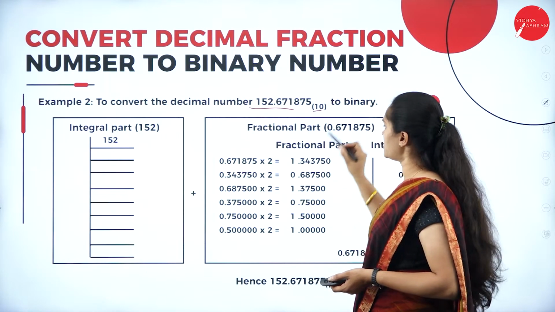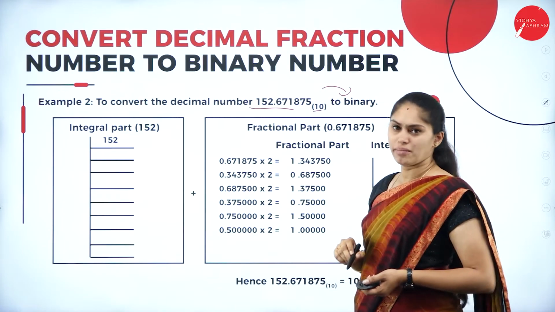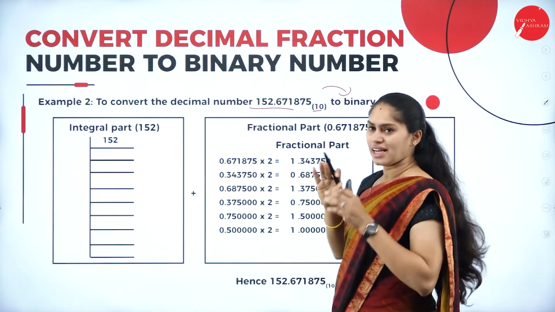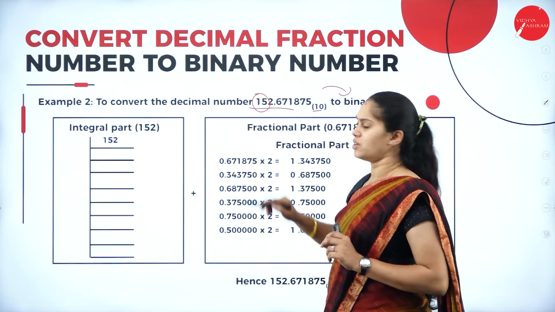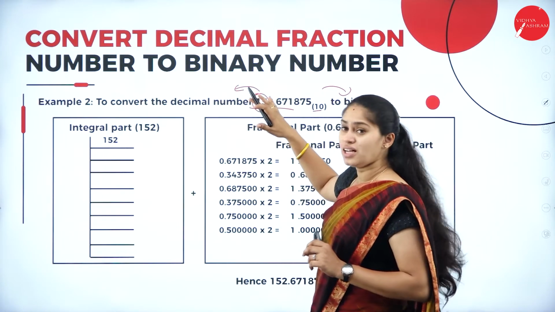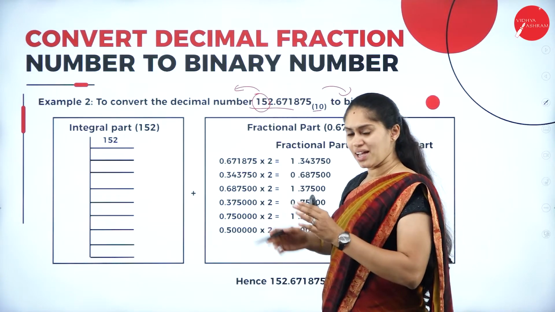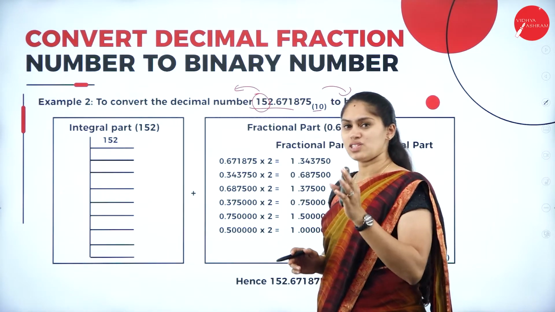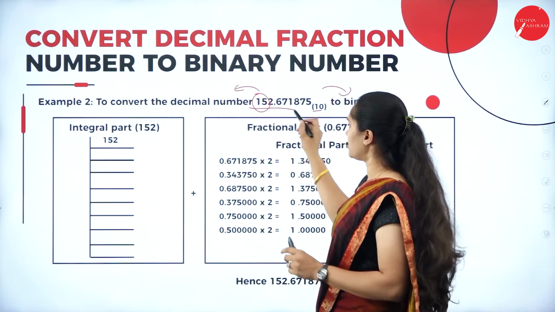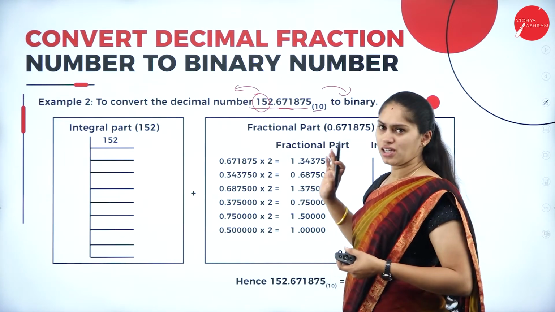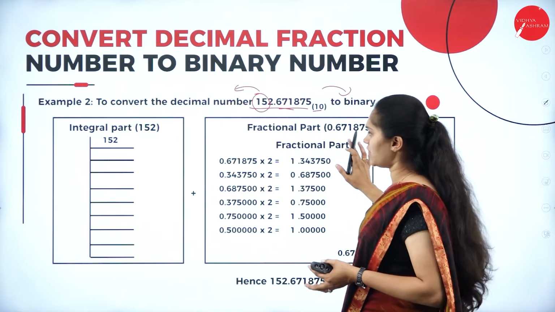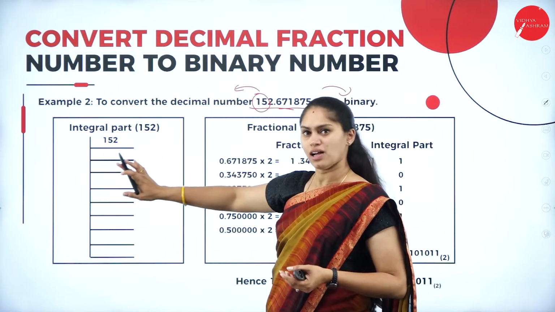152.671875, which is of base 10, should be converted into binary. Here I need to separate the fractional part and the whole number. 152 is the whole number here, which should be converted into binary as we do the conversion from decimal to binary. The remaining fractional part should be multiplied by 2. This is the fractional part, and this is the integral part or whole number.